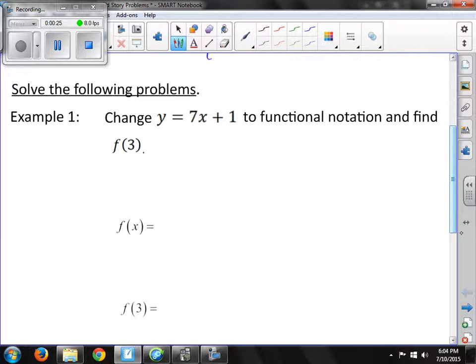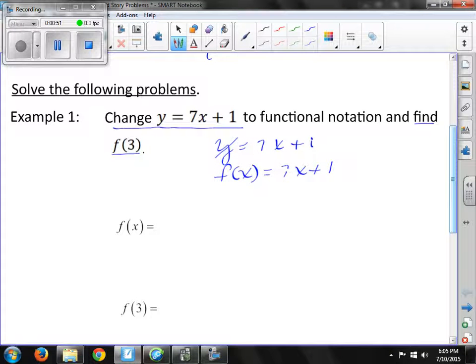Solve the following problems. We want to change this equation to functional notation, and then we want to find f of 3. So let's take the equation y is equal to 7x plus 1, and if we want to change it to functional notation, all we have to do is replace y with f of x. So we'll have f of x is equal to 7x plus 1.